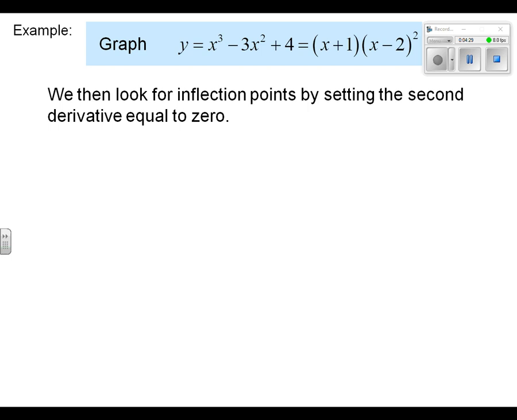Okay, this is the last part. We look for inflection points by setting the second derivative equal to 0. So an inflection point would be, where is it changing from concave up to concave down? So let's think about this. Setting it equal to 0, what would be my x value I'd get?